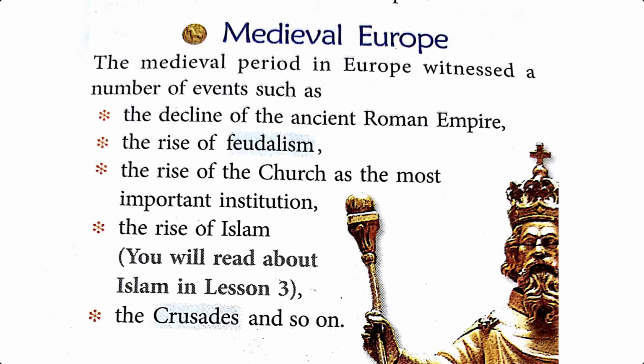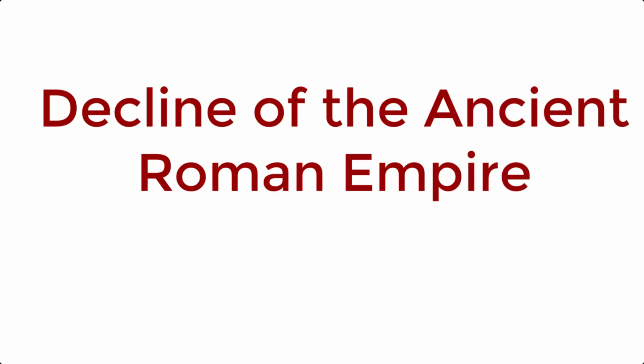So, in the medieval period, many changes happen, such as they declined the Roman Empire and the rise of feudalism. They provides land for the people and the rises of church. The Emperor Constantine built many churches and the rise of Islam, which we learn in the next chapter, and the main thing, crusades, and so on. So, from these changes, first one is decline of the ancient Roman Empire.